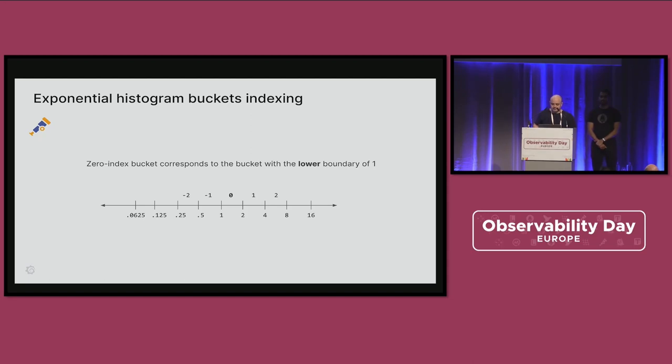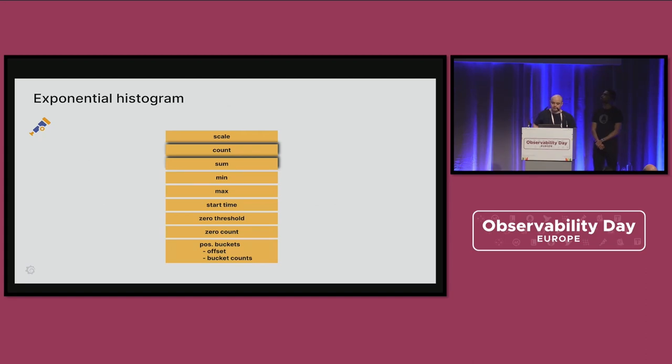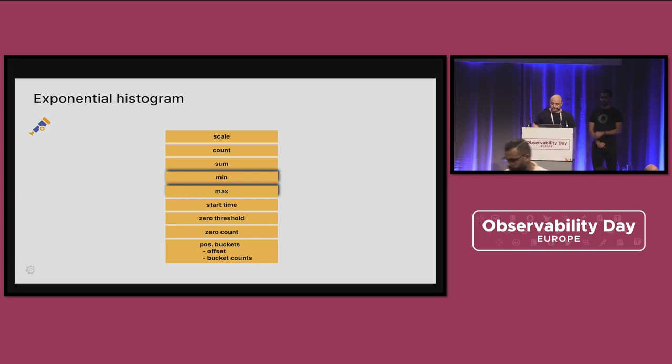Exponential histogram buckets can also be accessed by index. It is really important to note that there is a zero index bucket, and it corresponds to the bucket with a lower boundary of 1. We will need this information later. The following fields are sum and count, where count is the total population of observations in a histogram, and sum is the sum of all observation values in a histogram. The optional min and max fields are used to record the minimum and maximum observation values in the histogram.